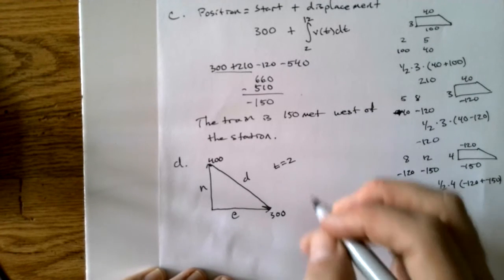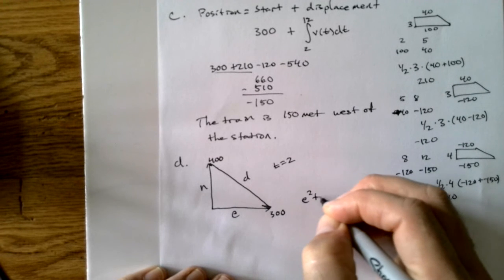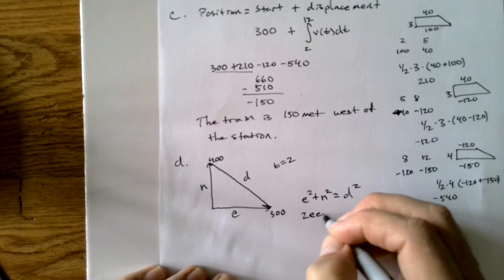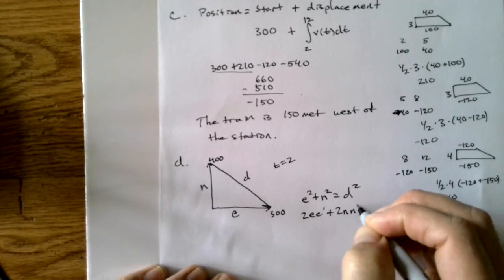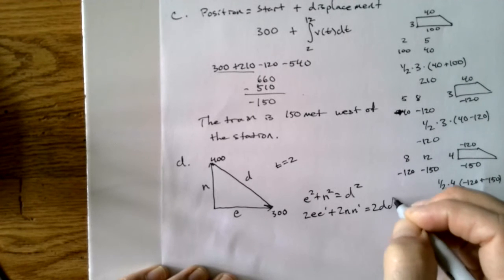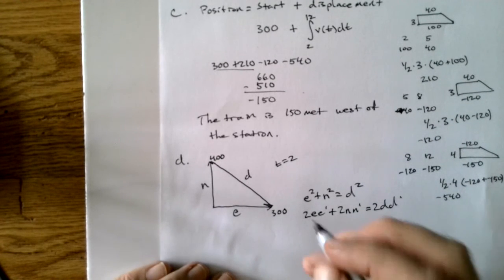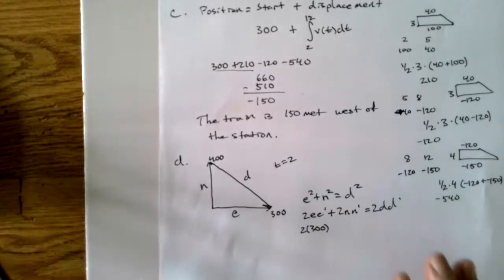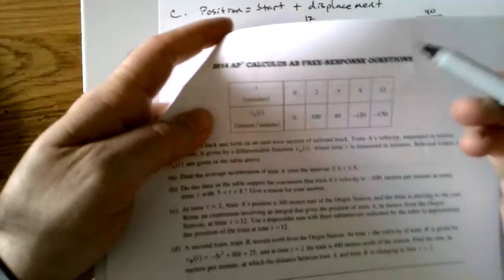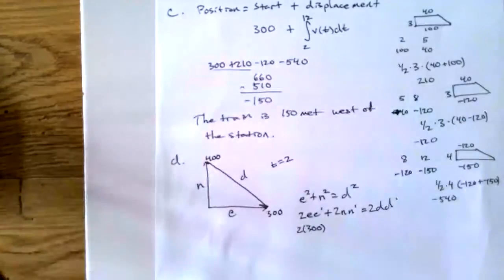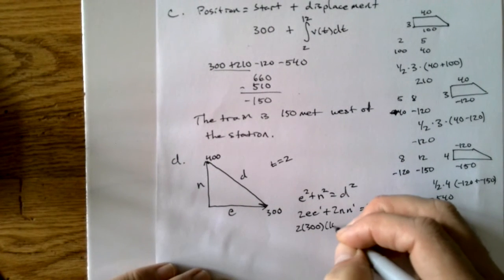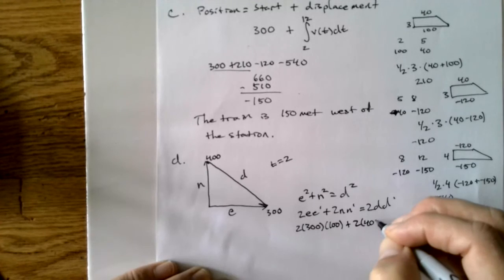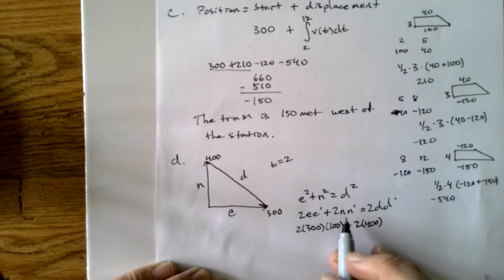Well, this is a related rates problem. We have e squared plus n squared is equal to d squared. So 2e e prime plus 2n n prime is equal to 2d d prime. 2 times east is 300. East prime, we're going to look at time 2. What's its velocity? At time 2, its velocity is 100. Plus 2 times n is 400 times n prime.